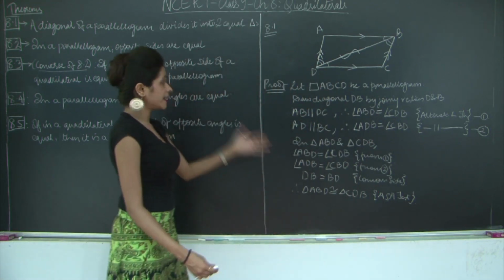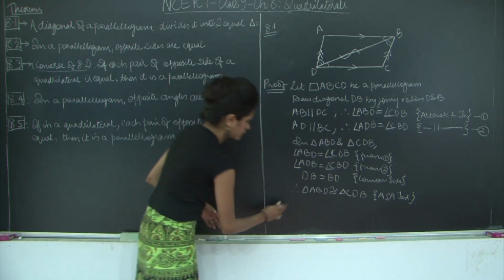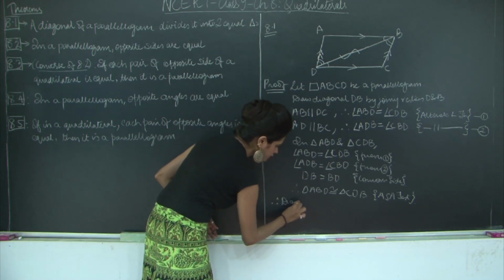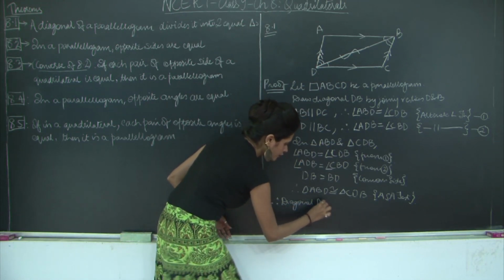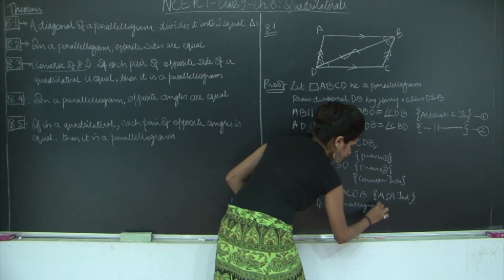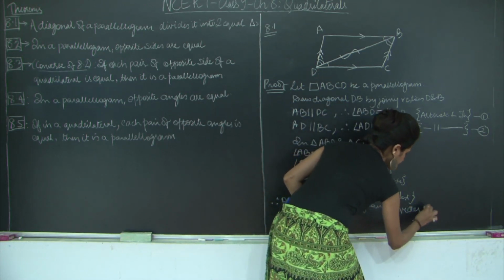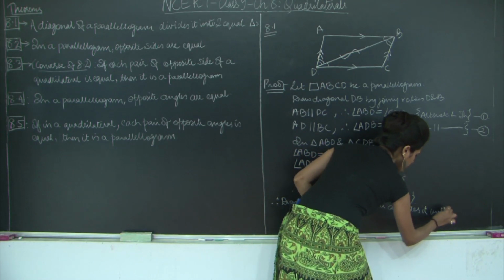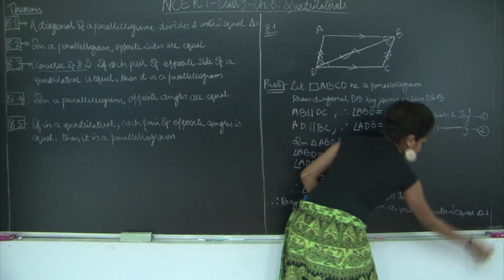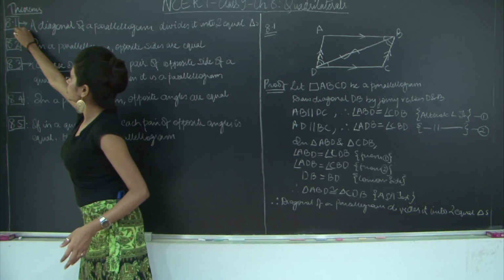Therefore, I can write my theorem. Therefore, diagonal of a parallelogram divides it into two equal triangles. So we have proved our theorem 8.1.